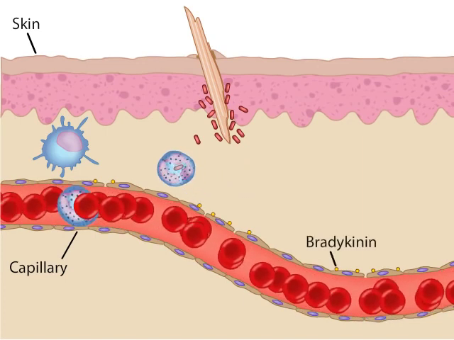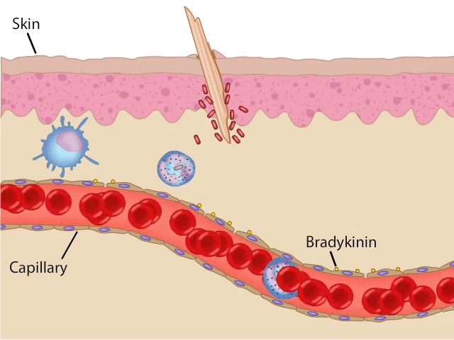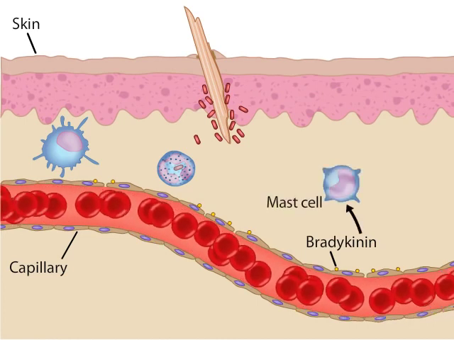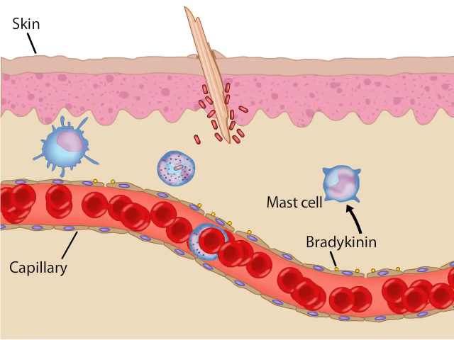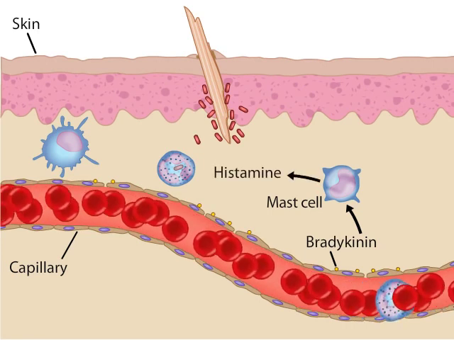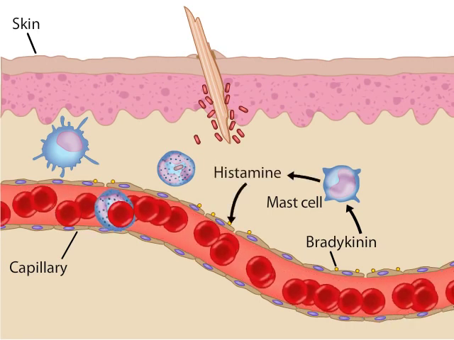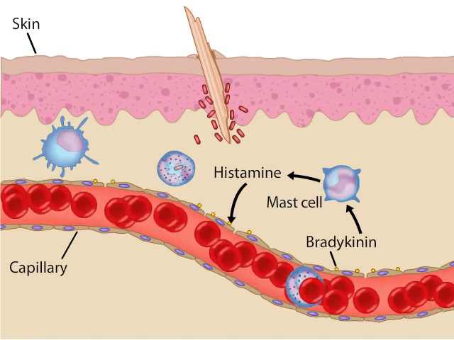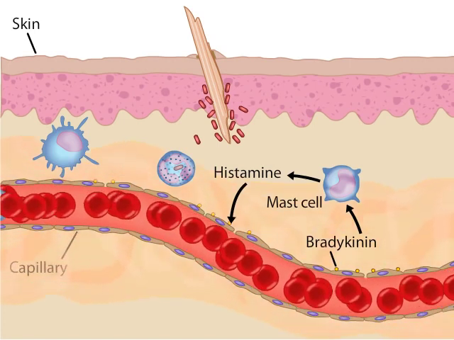Bradykinin molecules also bind to other cells of the immune system called mast cells that are in the area, causing them to release histamine. The histamine further loosens the endothelial cell junctions, allowing more fluid and cells to move out of the capillaries.